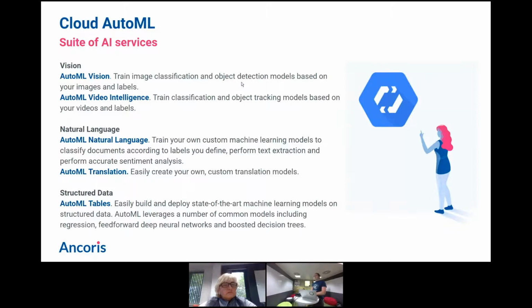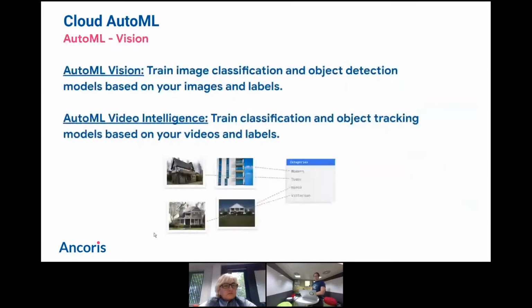So count how many wolves are in a picture based on images and labels. It can do video as well. There's a whole suite of products on natural language, and we'll talk a little bit, but we've actually got a use case on that in a little bit. And the final piece is structured data. So this is really looking at BigQuery data, and you can do things like regression, feed-forward deep neural networks, boosted decision trees. So yeah, it's really, really powerful in terms of what it offers.